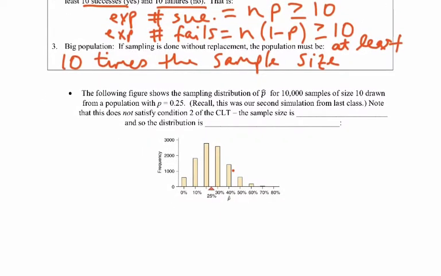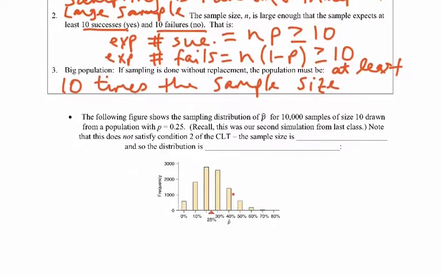So the following figure shows the sampling distribution of p hat for 10,000 samples of size 10, drawn from a population with a population proportion of 25%. So this was our second simulation from the last class. Remember the example with the walkers and the joggers. Note that this does not satisfy condition 2 of the central limit theorem.